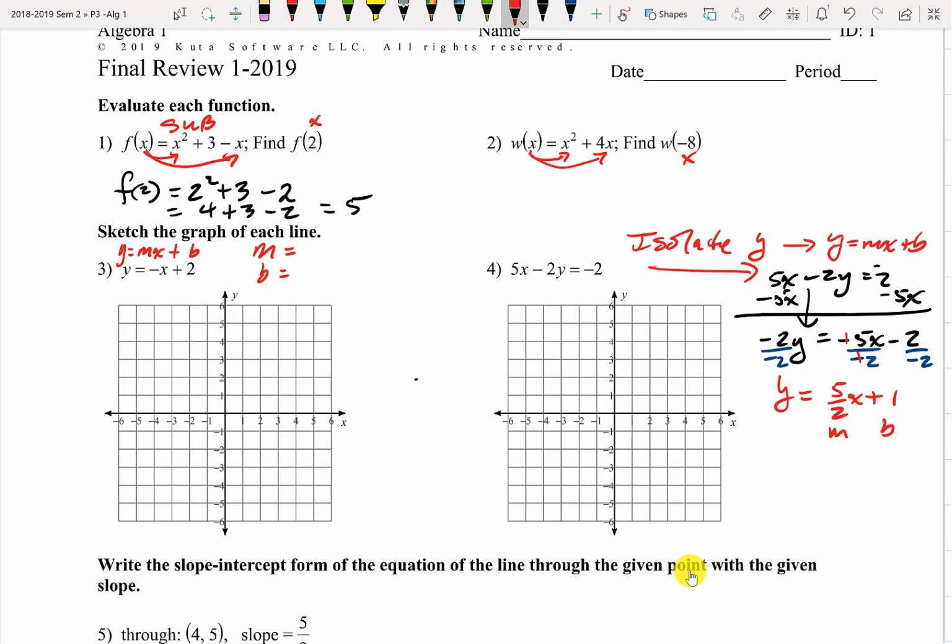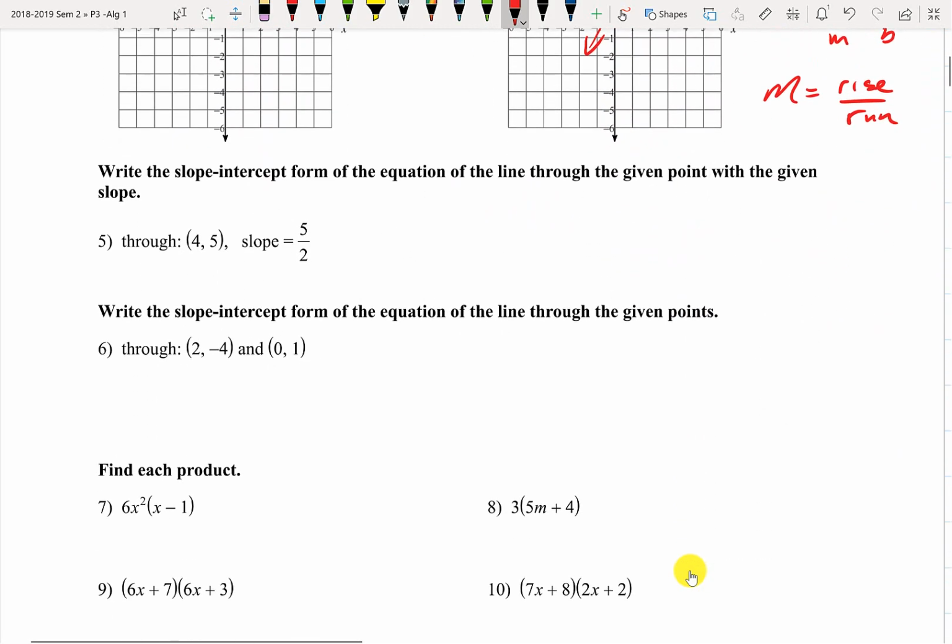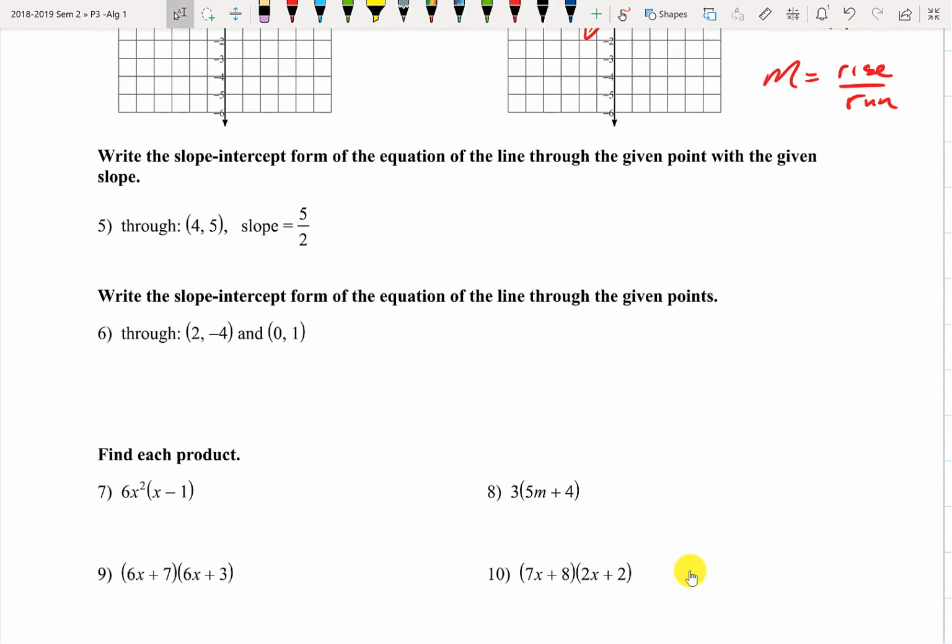Right here, we're going to start at 1, and we're going to go up 5, 1, 2, 3, 4, 5, right 2, and then draw your line. Again, up 5, right 2. And it's rise over run. So the slope is always rise divided by run, as you guys already know. This is semester 1. Another semester 1 topic, okay?